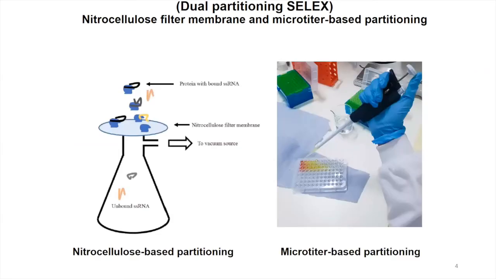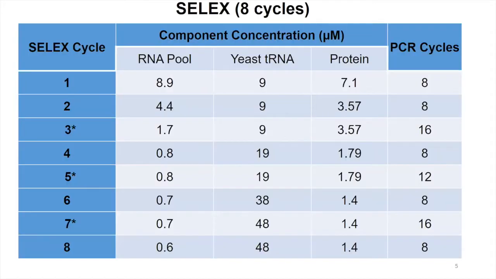So we use two different partitioning schemes in the SELEX, which are nitrocellulose-based partitioning and microtiter-based partitioning. And we have carried out up to 8 cycles of SELEX. And as I've mentioned previously, we use two different partitioning methods. The reason why we are using this is that when we alternate between different partitioning schemes, we realize that by doing so, it would be able to suppress the matrix binders.